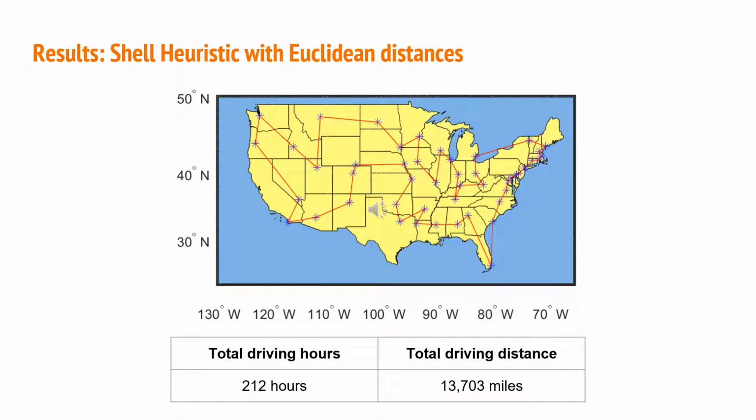Presented here are the results obtained from applying the shell heuristic with Euclidean distance metrics instead of the Google distance data. From here, it is very clear that the results are relatively similar to the shell heuristic with the Google distance data. However, there are notable differences in the path, particularly in areas such as Illinois and Tennessee. Furthermore, the overall drive time and driving distance are significantly higher, approximately 10 or so hours more and about 700 miles more than the shell heuristic with the Google data.